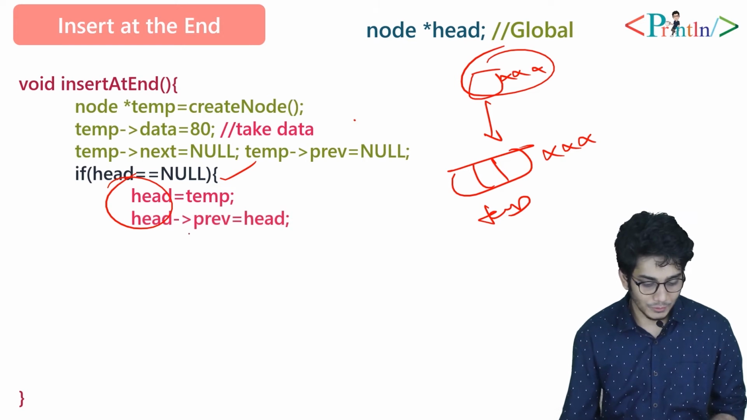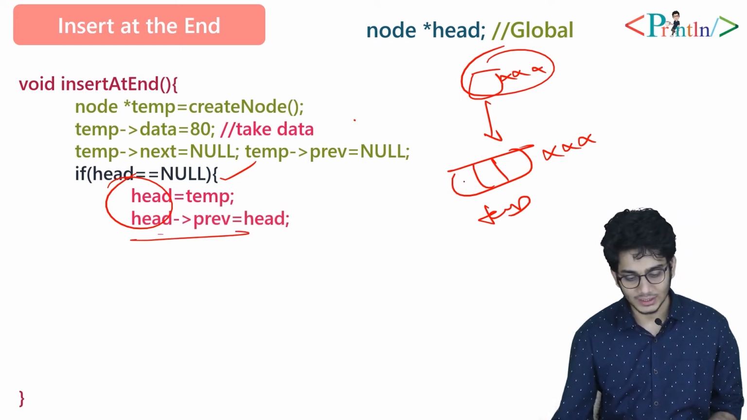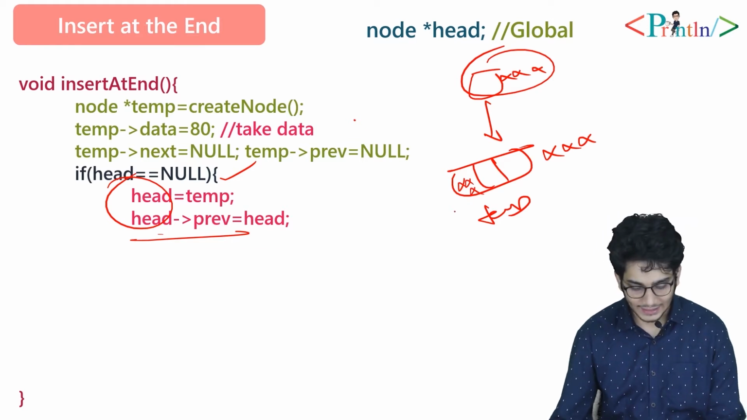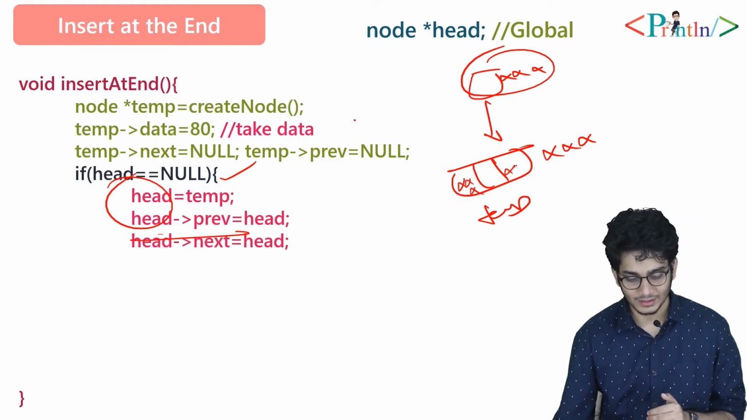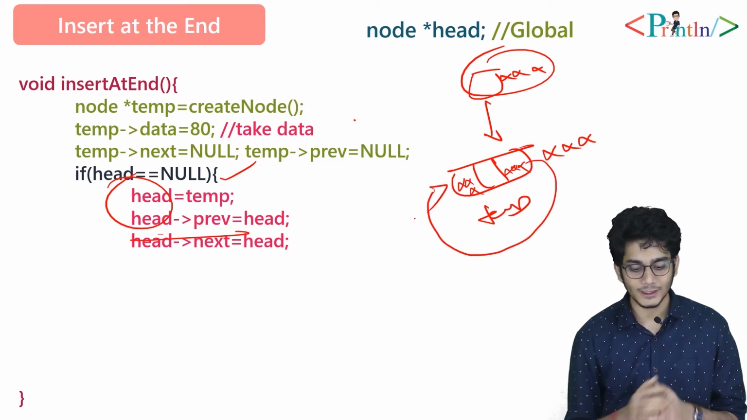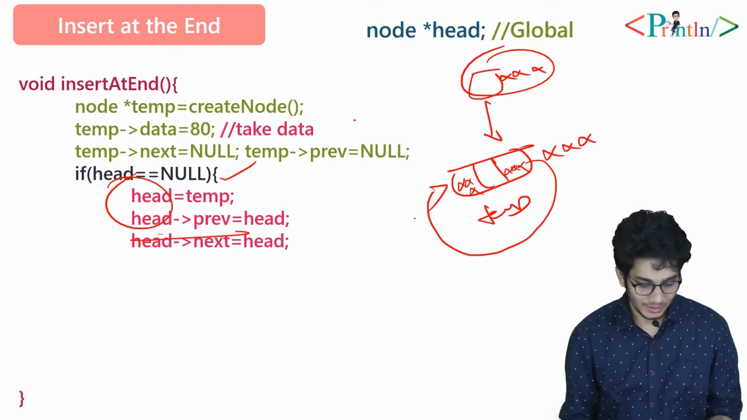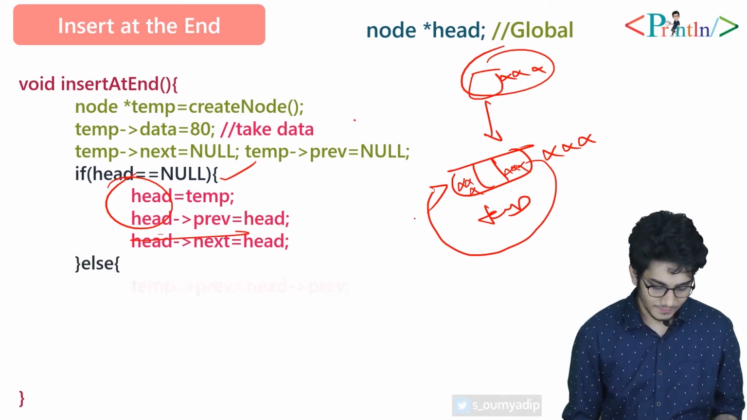Now we have to set our head prev equals to head, so it will contain XXX, and head next equals to head, XXX. So it means we have successfully created the loop. So a doubly circular list is nothing but a loop. Now we'll go for the else condition.